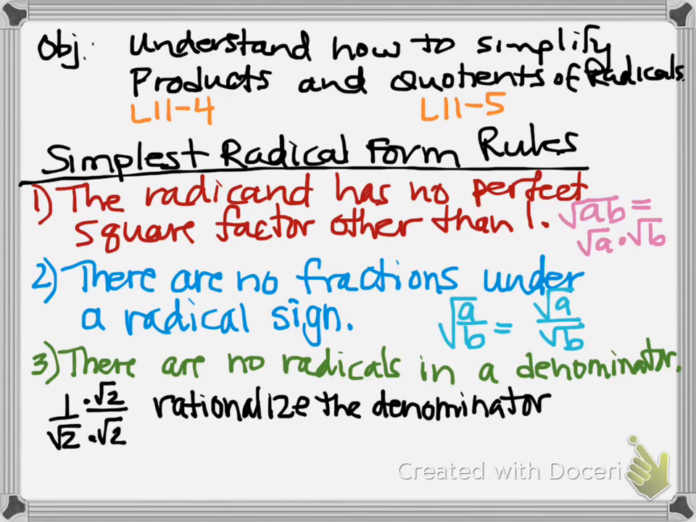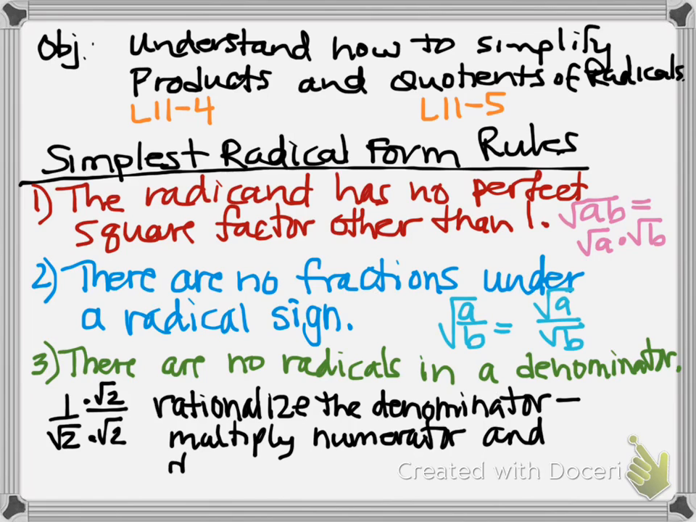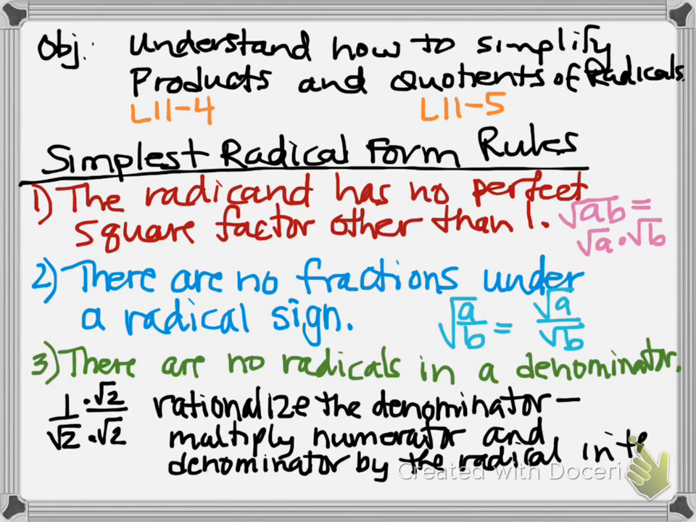So radical 2 over radical 2 equals what? 1. So I'm not changing the value of the fraction, I'm just changing its appearance. Okay? So when you rationalize the denominator, you're going to multiply numerator and denominator by the radical in the denominator. Now there are some options with this, you could multiply by different things, but this in general is a process that will work.